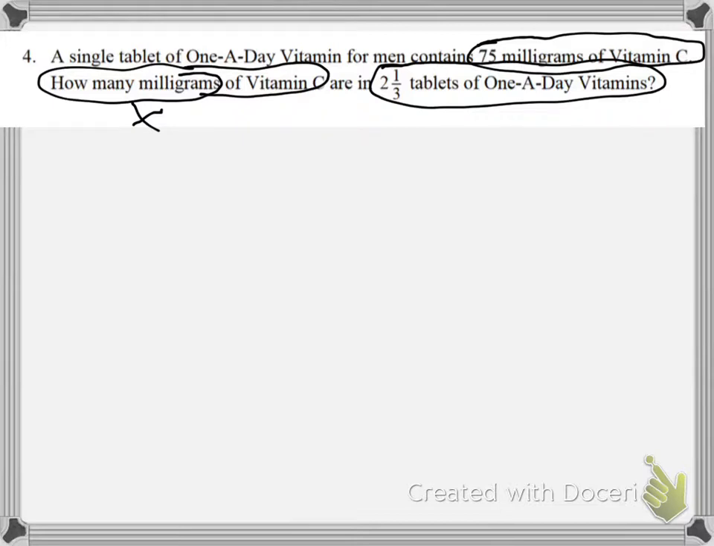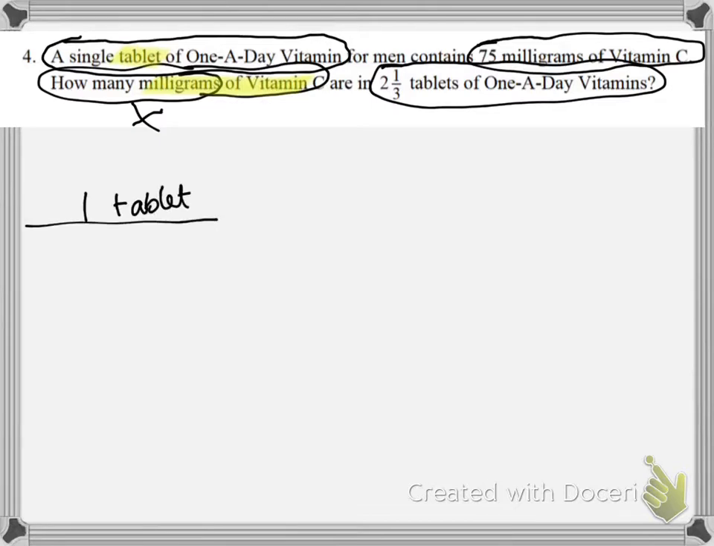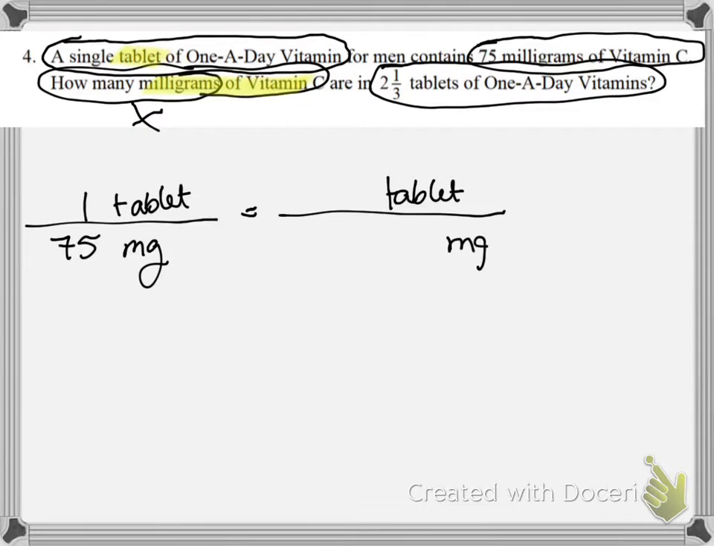So if you said that the 2 units are the number of tablets and the milligrams of vitamin C, then you are correct. So another thing to circle here that I didn't circle is the fact that we have a single tablet of a 1-a-day vitamin. So we're going to write 1 tablet is 75 milligrams of vitamin C. And then before looking at anything else, I'm just going to write tablet on the top and milligrams on the bottom.